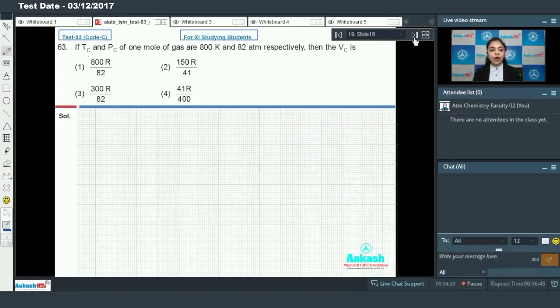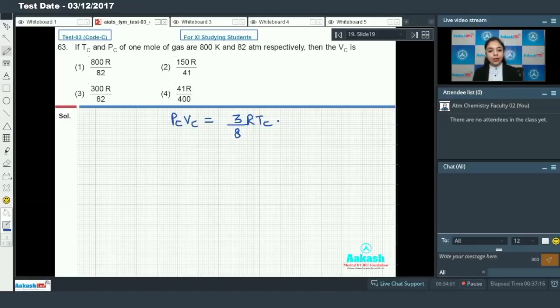So moving on to the next one now, we have question number 63, which is related to the critical constants. We have been given that if Tc and Pc, that are critical temperature and critical pressure, of 1 mole of gas are 800 Kelvin and 82 atmosphere respectively, then the critical volume, that is Vc, is equal to. So for this you have to remember the relation, that is PcVc is equal to 3 by 8 R Tc.